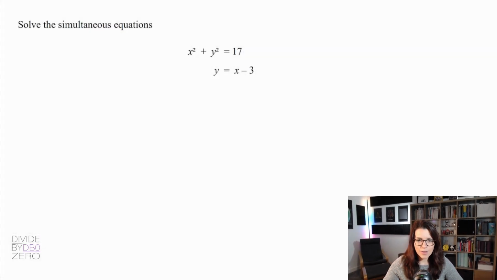So here's the example: x squared plus y squared equals 17 and y equals x minus 3. So here we have a quadratic equation because it involves x squared, and a linear equation because it's just x. For these types of questions, the method you need to do is substitute the linear equation into the quadratic equation.